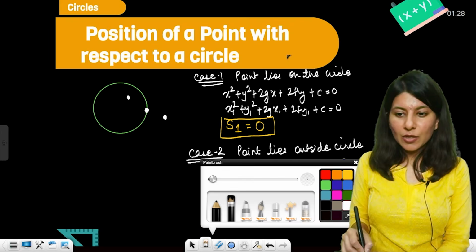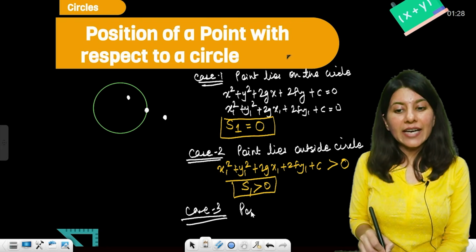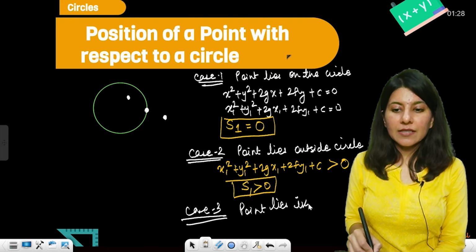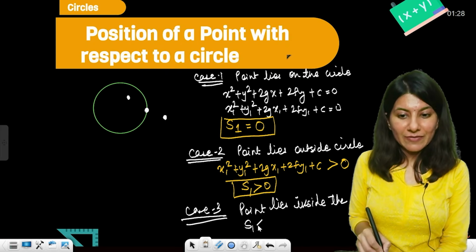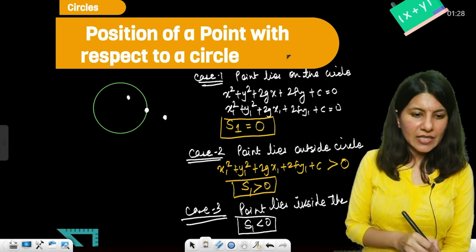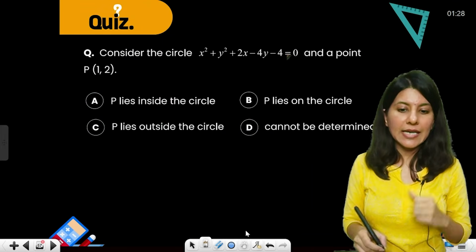And last but not the least, now you have understood, I guess, if the point lies inside the circle, then the value you're going to get of S1 will be less than 0. Okay. Let's do it with the help of an example. Let's apply this logic so that you get a better understanding.